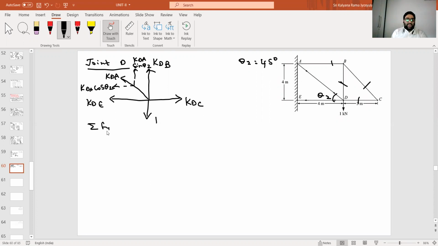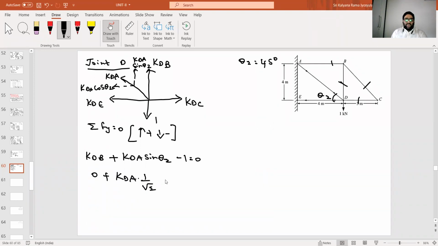Let us take first sigma Fy is equal to 0, upward positive, downward negative. So KDB plus KDA sin theta 2 minus 1 is equal to 0. We already know KDB is 0. So 0 plus KDA into 1 by root 2 is equal to 1, isn't it? KDA is equal to root 2 kilonewton tensile.